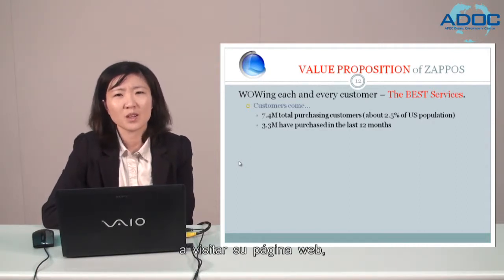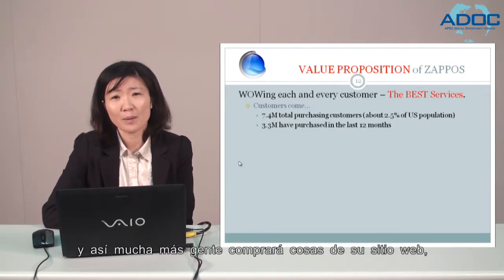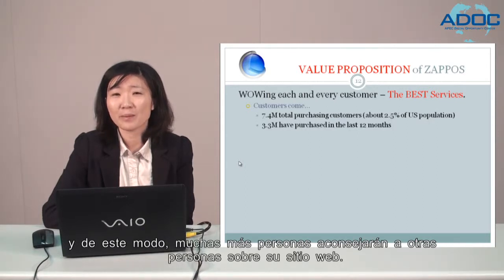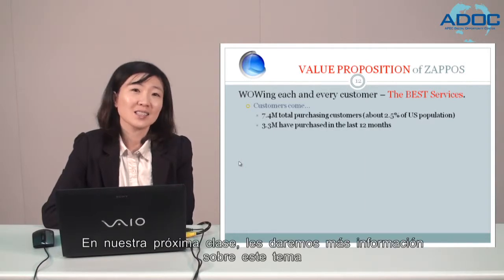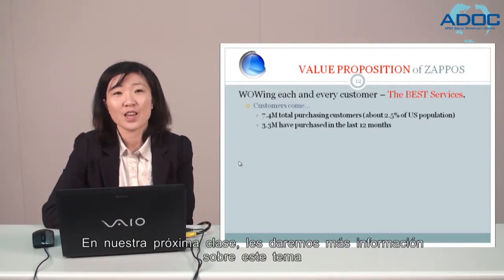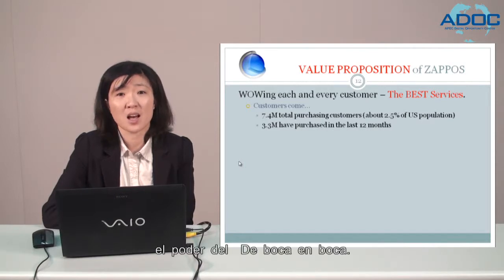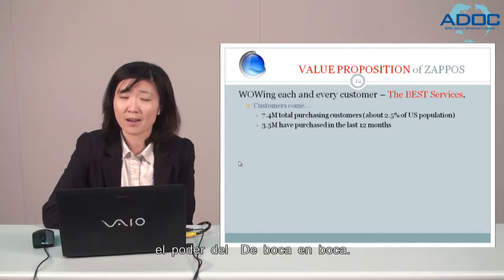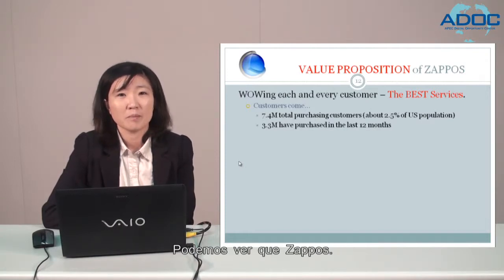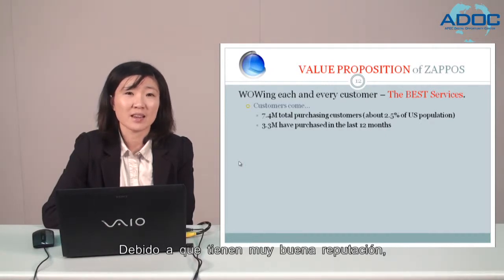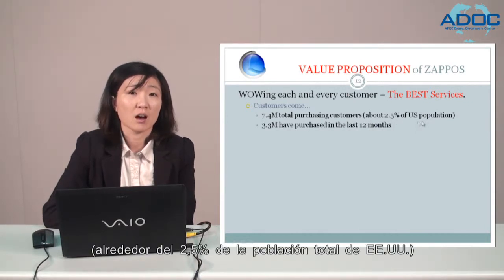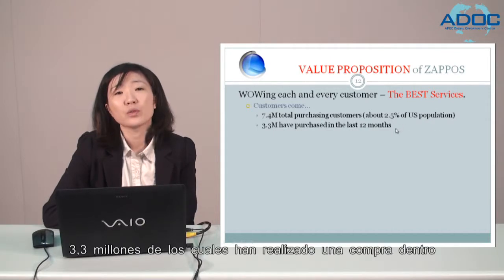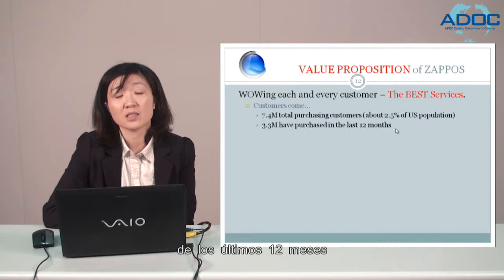People will tell people. More people come to visit your website. More people buy things from your website. And more people tell more people about your website. It is a very powerful advertisement. We call it word of mouth. Our class will tell you more about word of mouth later. And here we give you some proof of how powerful word of mouth is. We can see Zappos, because they have a very good reputation, has 7.4 million total purchasing customers, about 2.5% of the U.S. population, and 3.3 million have purchased in the last 12 months.